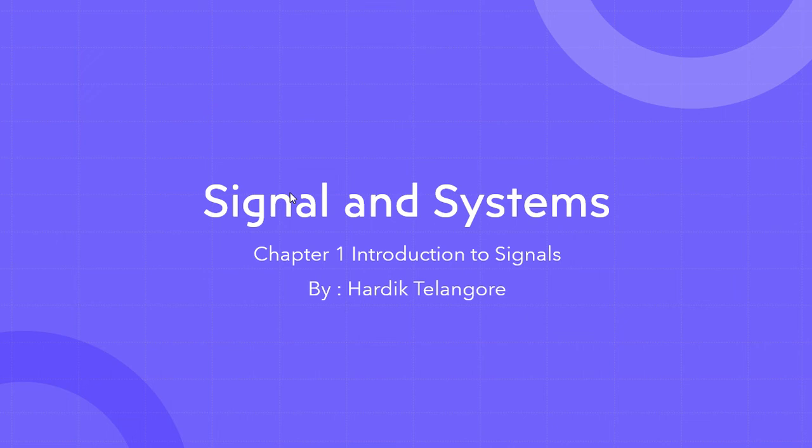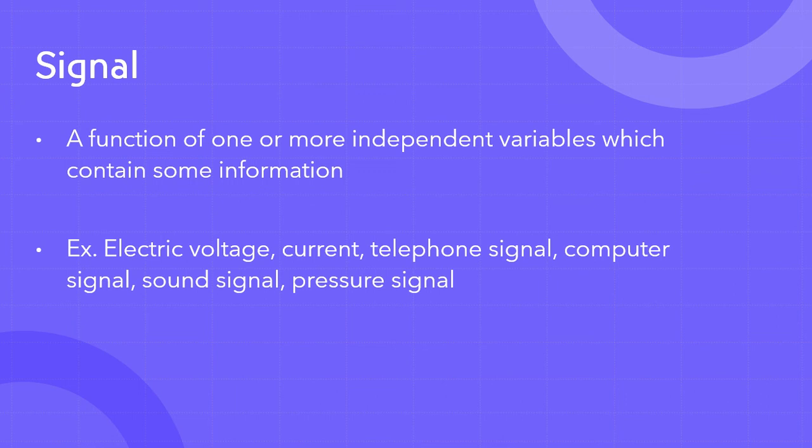Let's try to know what is a signal. A signal is a function of one or more independent variables which contains some information. The variable can be anything, the information can be anything, but a function must be there, and there will be one or more independent variables.